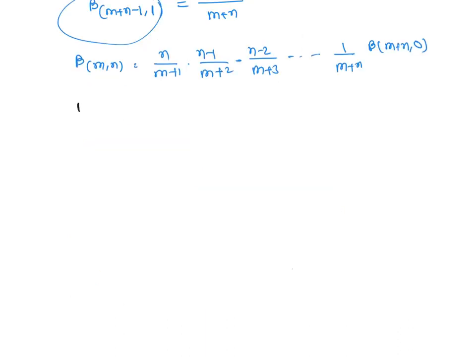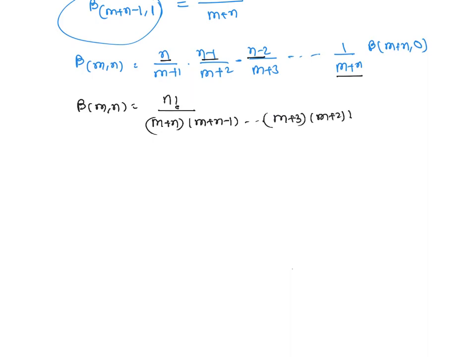Now if I write beta of m comma n, the numerators are n, n minus 1, n minus 2, decreasing till 1, so we can write n factorial. The denominators further are m plus n, m plus n minus 1, and so on, up to m plus 3, m plus 2, m plus 1. Here we multiply with m factorial and divide with m factorial, which is m, m minus 1, and so on down to 1, times beta of m plus n comma 0.